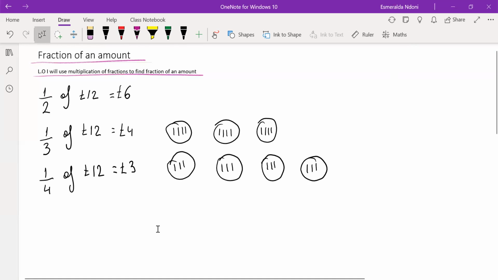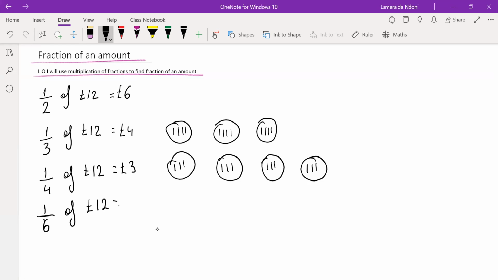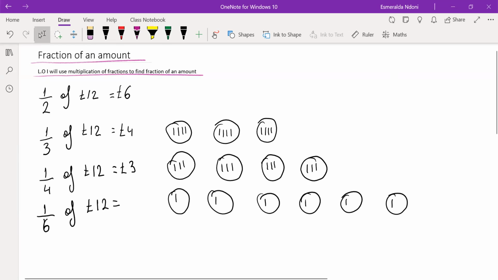We do one more example. If I ask you to find a sixth of 12, we know we have to draw 6 baskets because we are sharing between 6 people. And we have £12 to share. 1, 2, 3, 4, 5, 6, 7, 8, 9, 10, 11, 12. So each person is going to get £2.